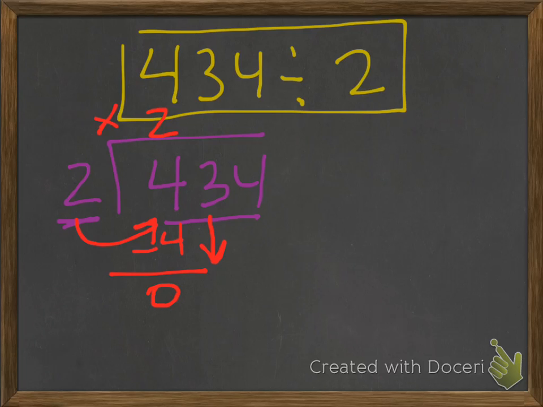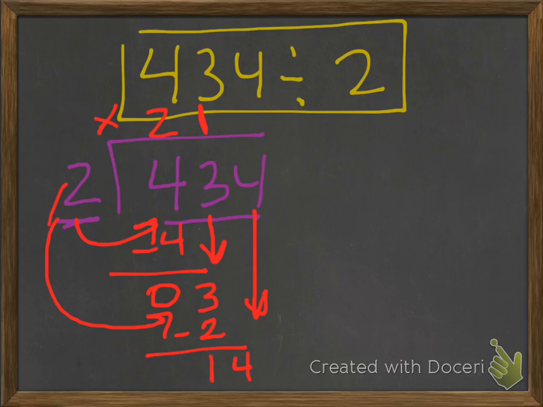We're going to bring down the 3. So 2 times what gives us 3, or at least close to 3? And we know it's 1. 1 times 2 is 2. So 3 minus 2 is 1. Bring down that 4.